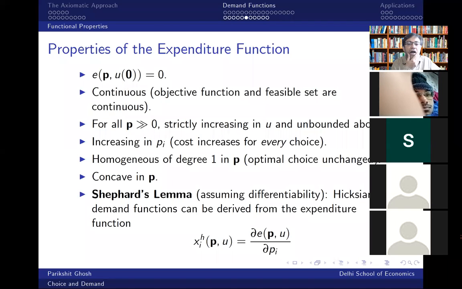Because of the cost increase of purchasing the same bundle if the price increases. Right. So if the price of something goes up, right? So there's an initial set of prices.